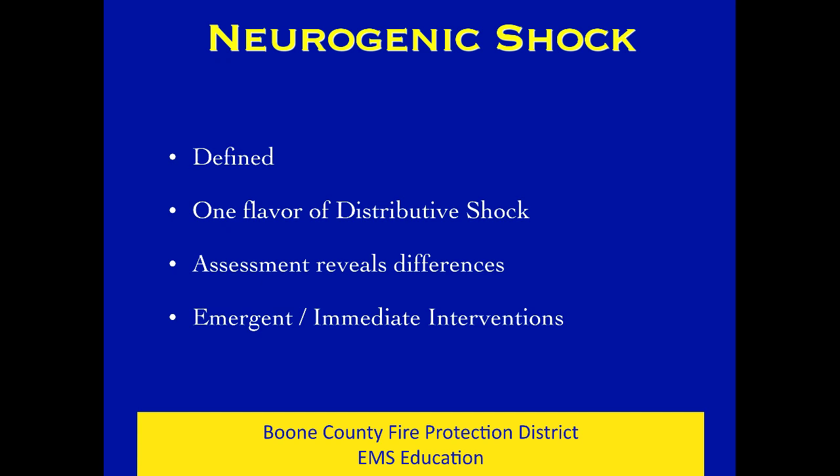Neurogenic shock is shock that is caused by damage to the spinal cord, whether that's permanent or temporary. In either case, the cord is not able to transmit impulses, cannot transmit commands from the brain. And then we want to talk about how that impacts the body and the autonomic nervous system's two branches, the sympathetic and parasympathetic, and why this matters to you.